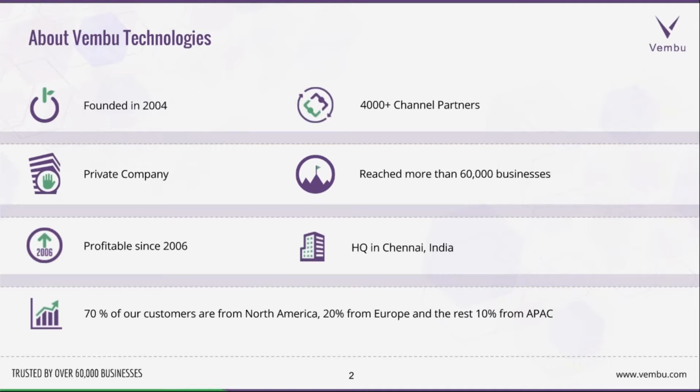Vembu Technologies was founded in the year 2004. We are a private company, profitable since 2006. We have 4,000 plus channel partners and we have reached more than 60,000 businesses so far. We are headquartered in Chennai, India. 70% of our customers are from North America, 20% from Europe, and the rest 10% from Asia Pacific region.